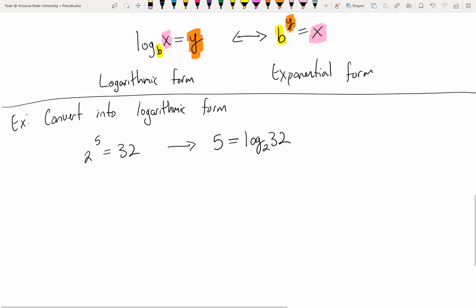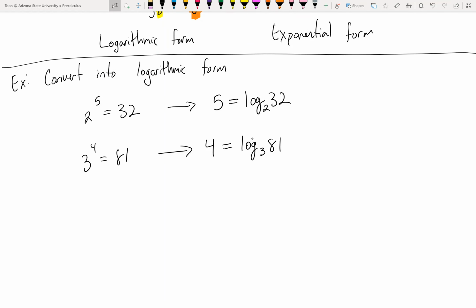Let's do another example. I'm just going to write down a true statement. I know 3 to the 4th power is 81. So the logarithmic form is: 4 is the exponent on base 3 that gives me an answer of 81.